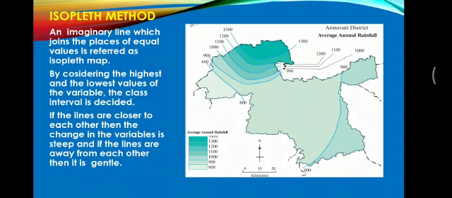We come to a conclusion that if the lines are closer to each other, then the change in the variable is steep, and if the lines are away from each other, then it is gentle.